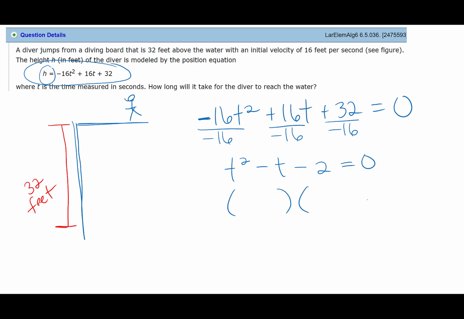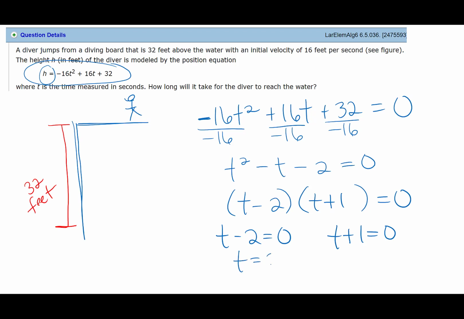Next step is to factor. This is going to be t minus 2 and then t plus 1 equals 0. The factor t minus 2 equals 0 and the factor t plus 1 equals 0. If the factor t minus 2 equals 0, then t would be 2, because we add 2 to both sides. If the factor t plus 1 equals 0, t would equal negative 1, again because you subtract 1 from both sides. So we do have two answers, but because this is an application problem, one of the answers is going to make sense and one of them is not.